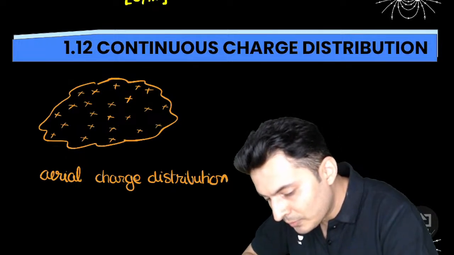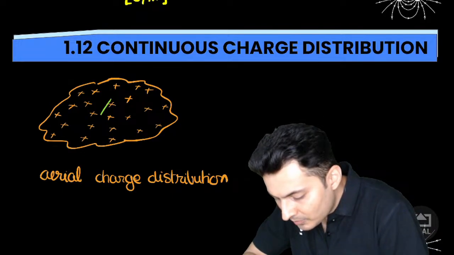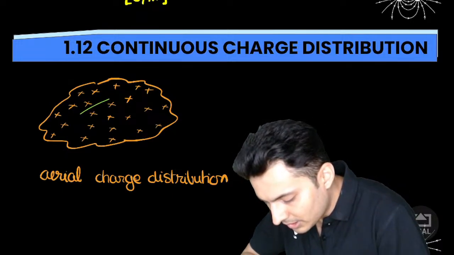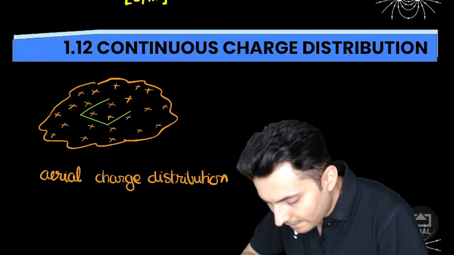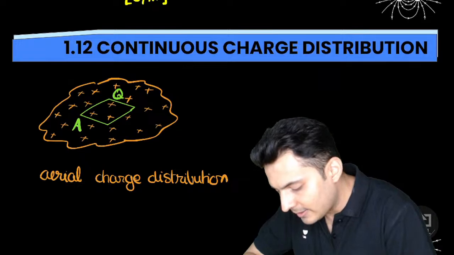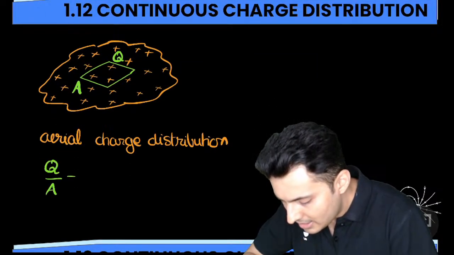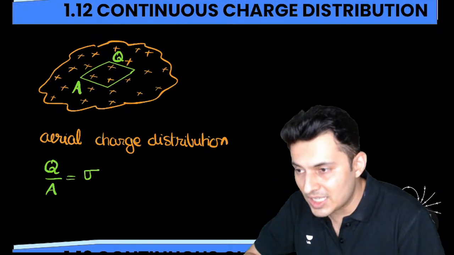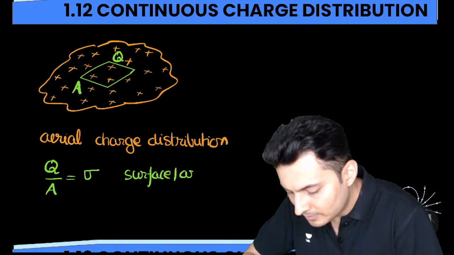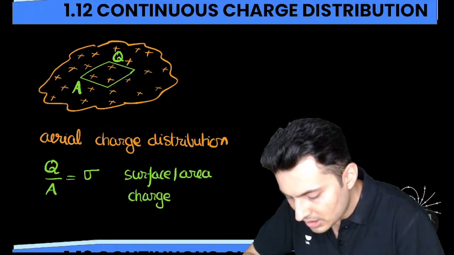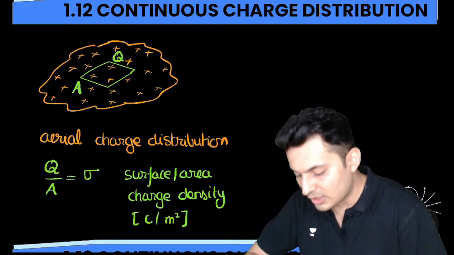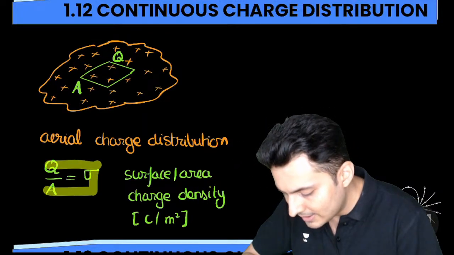In this case, my dear students, I will take a unit area, maybe something like this. And on that particular unit area, I will see how much charge is there. So that Q by A is called sigma. That is also called surface charge density or areal charge density. The unit obviously will be coulomb per meter square. So that's about area-wise charge density.